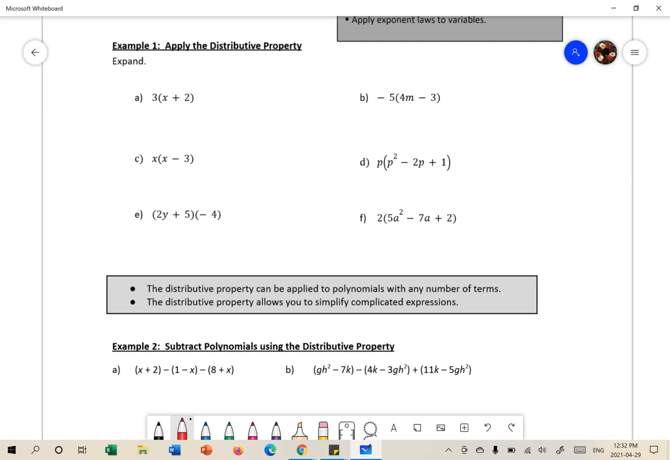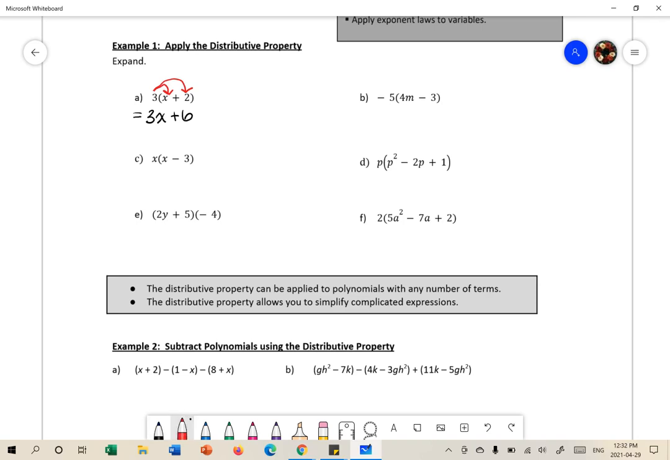So we have coefficient 3 in front of the brackets, which means that we're multiplying 3 by the polynomial inside the brackets. So 3 times x and 3 times 2. So 3 times x is 3x, and 3 times 2 is 6.